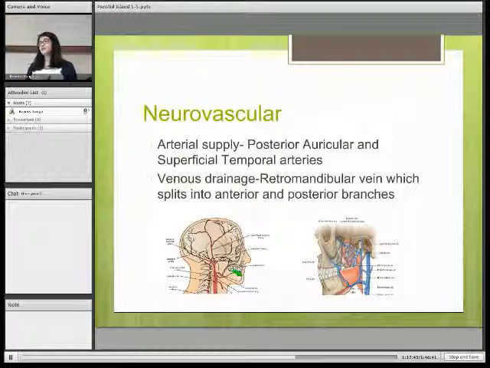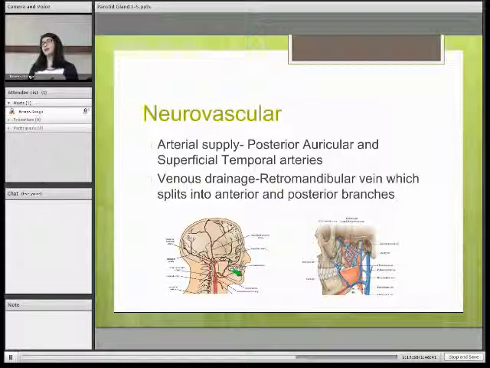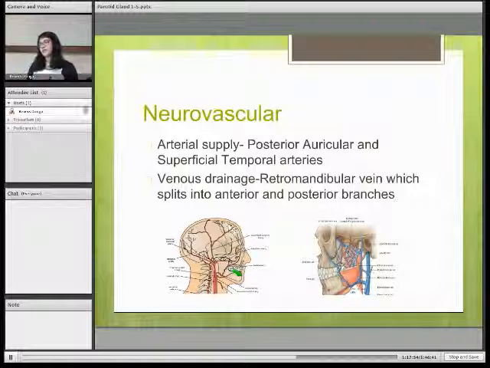So the arterial supply is the posterior auricular and superficial temporal branches, which branch off within the parotid gland from the external carotid artery. The retromandibular vein drains the parotid gland, and as it descends through the parotid gland, it splits into 2 divisions, the anterior and the posterior division. The anterior division eventually joins the anterior facial vein to drain into the internal jugular vein, and the posterior branch eventually joins the external jugular vein.